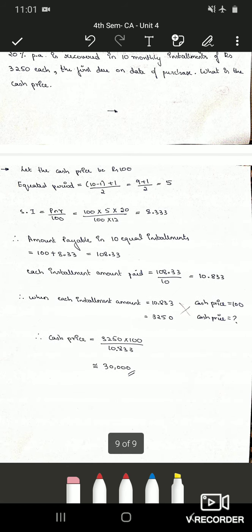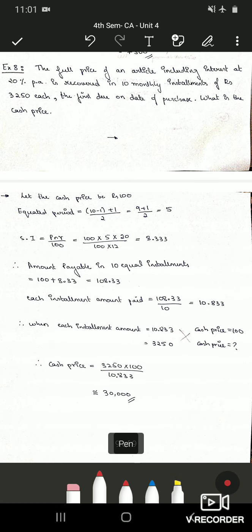So the 8th question is: the full price of an article including interest at 20% per annum is recovered in 10 monthly installments of rupees 3250 each, the first due on the date of purchase. What is the cash price? So again here the cash price is unknown, but the only difference is they have given that you have to pay the first monthly installment on the date of purchase itself.